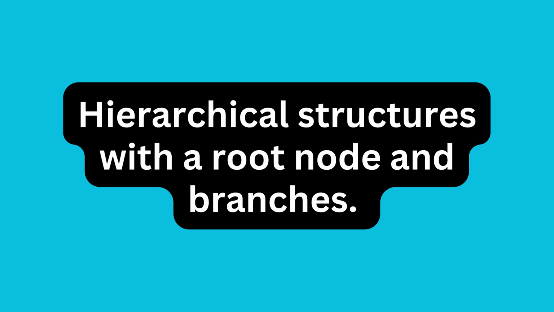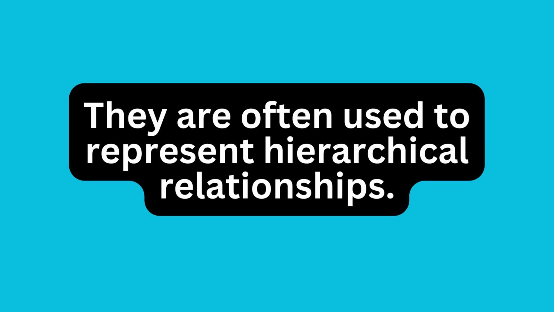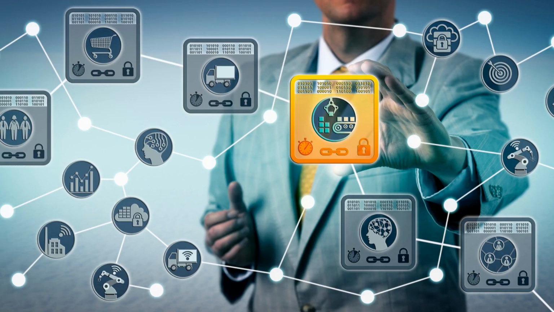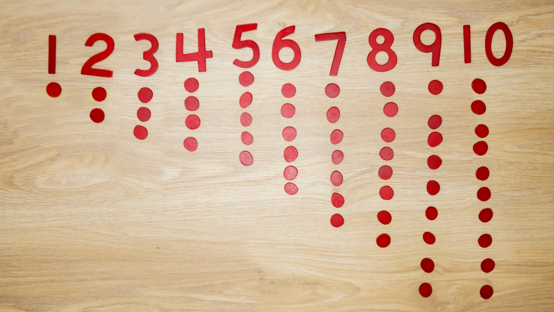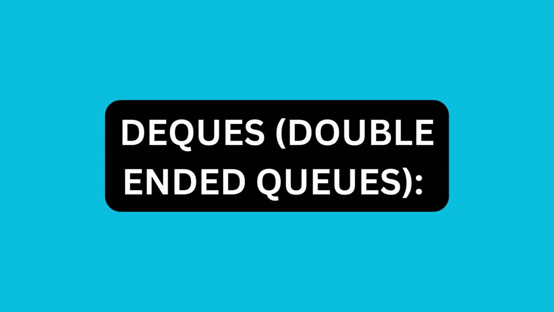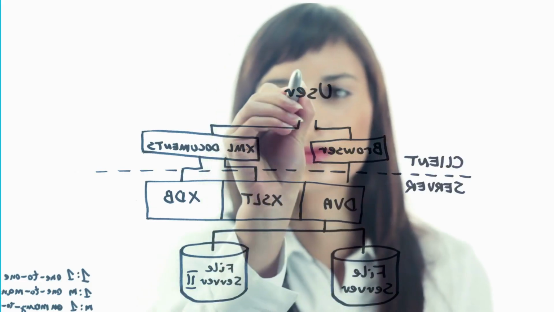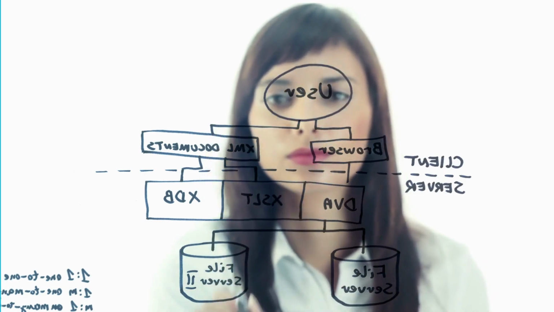Trees. Trees are hierarchical structures with a root node and branches. They are often used to represent hierarchical relationships. Linked list. A linked list is a chain of nodes where each node contains data and a reference to the next node. Records. Records store related data fields together like a row in a database table. Decks. Double-ended queues. Decks allow elements to be inserted or removed from both ends. Understanding data structures and data types is crucial for efficient programming and data management.